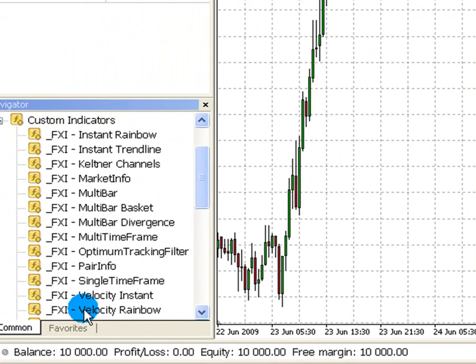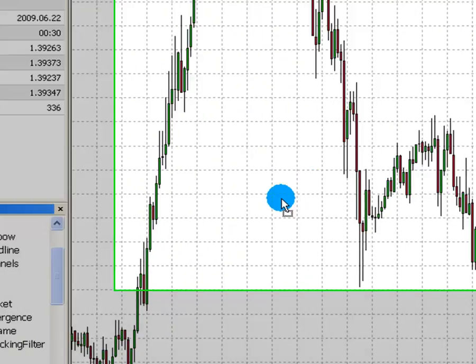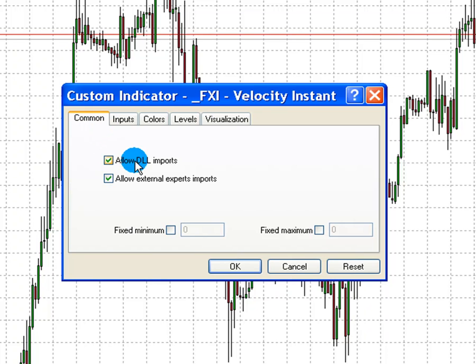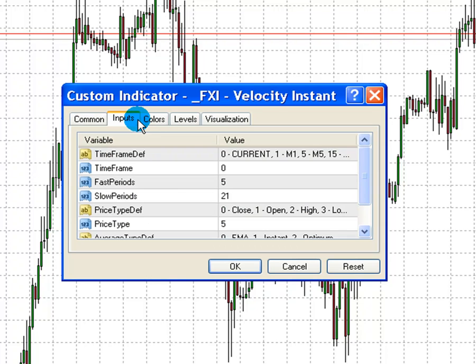So we take the Velocity Instant Indicator and just drag it onto the chart. And the first thing we do is we look at the Common tab and make sure that Allow DLL Imports is checked. All of the Forex Internals indicators and trading tools need Allow DLL Imports selected. We select Inputs and we'll go through the settings now.